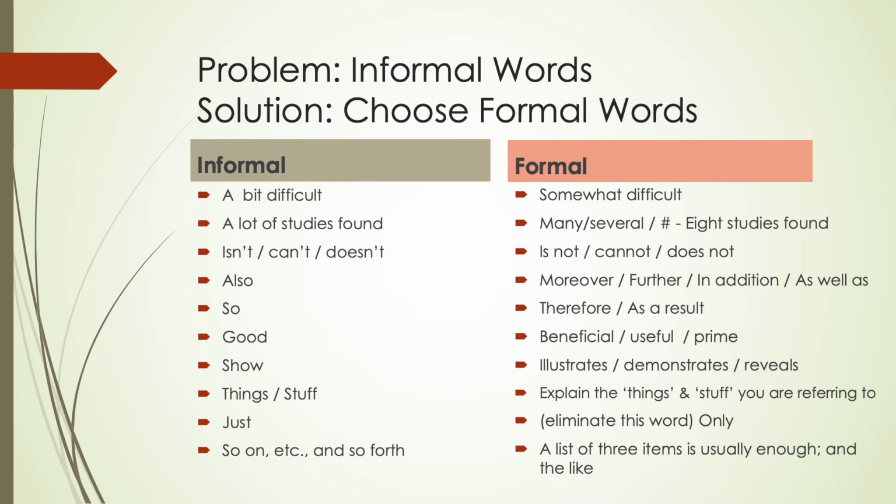So usually a list of 3 items is enough. And if you do want to use the same idea as so on, etc., and so forth, you could say and alike. So I have read books and papers with some informal language that's listed here, but it is best to avoid it in your academic papers, and to choose more formal words. Sometimes it can be confusing, like if you're writing a reflection. They are typically more casual and more personal, but it is still best to choose more formal words.